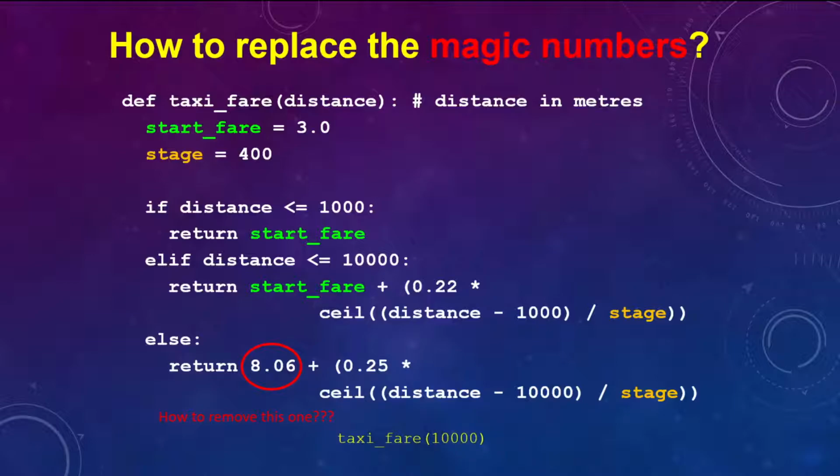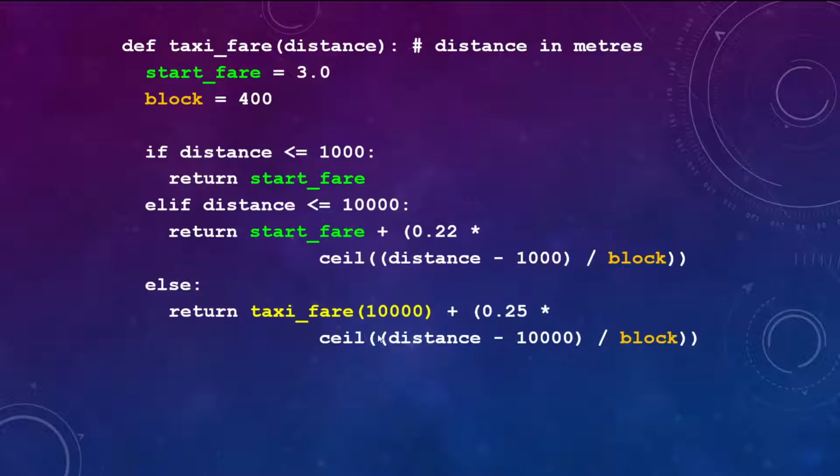What I can do is, if you think about it, this is just the taxi fare when the distance is 10,000 meters. So you can basically put a call of the function there, and then that will work as well. Alright, so after we modify, it will become this way. Then this one is a new one, the else return taxi fare at 10,000.